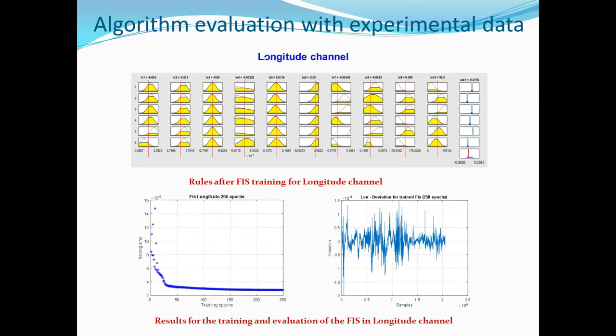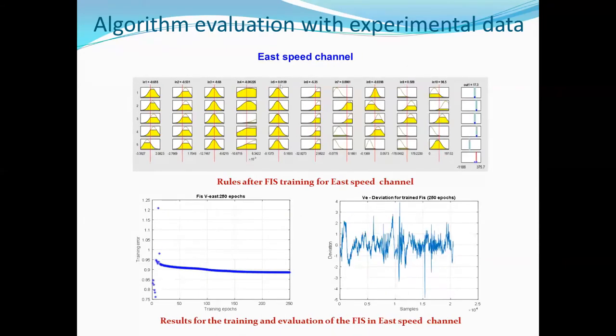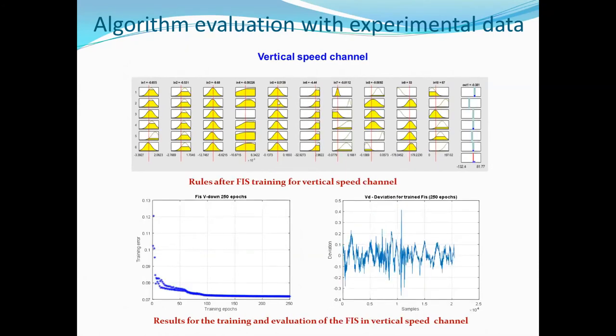The same thing can be observed for the longitude channel. We observed that the training error decreased, and also that the deviation is very, very small between the used data and the trained model. The altitude channel, the north speed channel, east speed channel, and also the vertical speed channel.